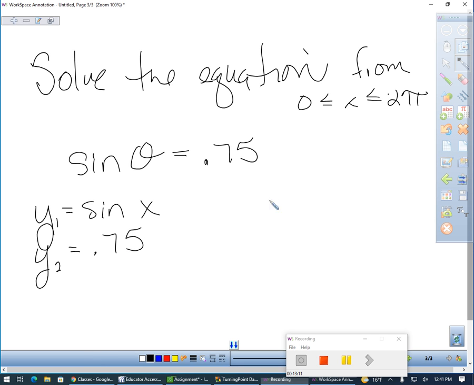I'm going to ask you to go to your window, and for the x values, I want you to go from 0, because again, that's where we're starting at, to 2 pi for your x values.